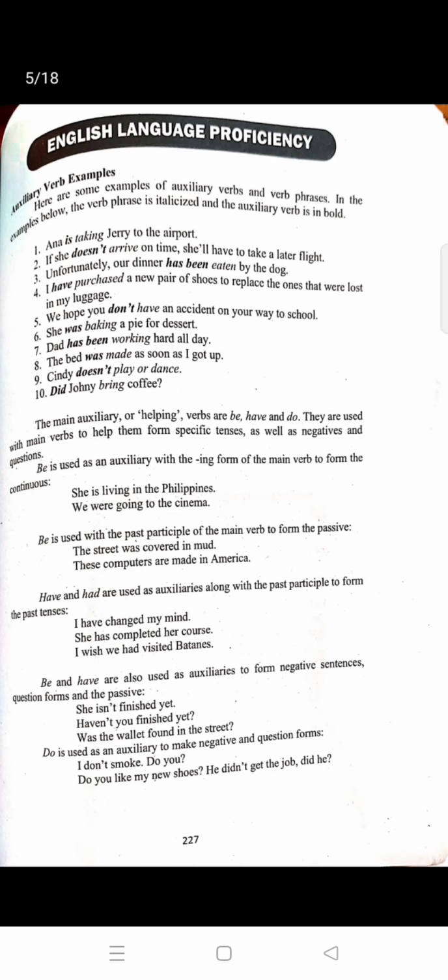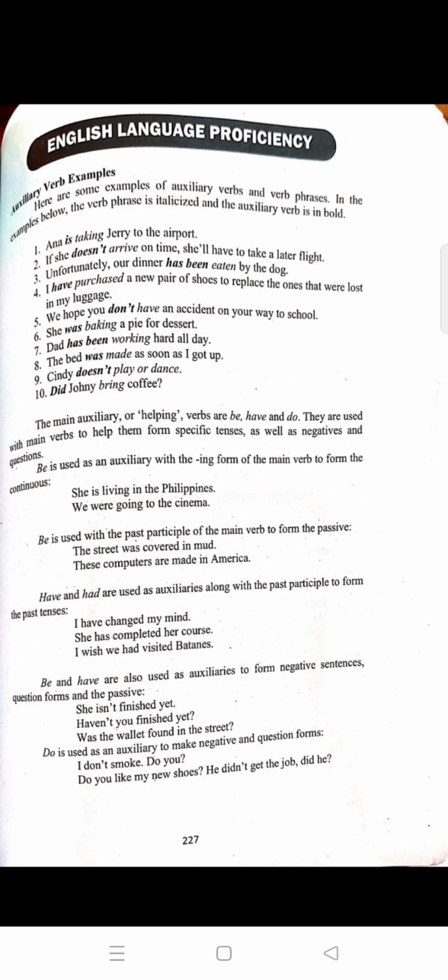So, here are the examples of auxiliary verbs and verb phrases. "Anna is taking Jerry to the airport." It's an auxiliary verb because you have the verb there, "taking." "If she doesn't arrive on time, she'll have to take a later flight." You have the main verb "arrive," therefore "doesn't" is an auxiliary verb. "Did Johnny bring coffee?" "Did" is an auxiliary verb that signals a question. Your main verb is "bring," therefore "did" is an auxiliary verb.